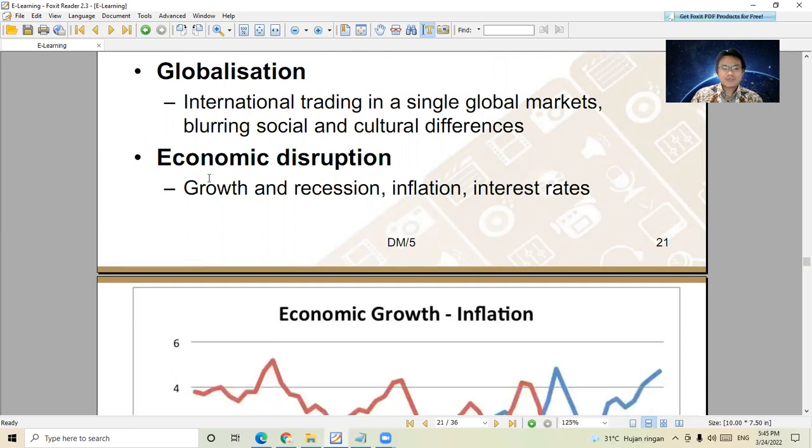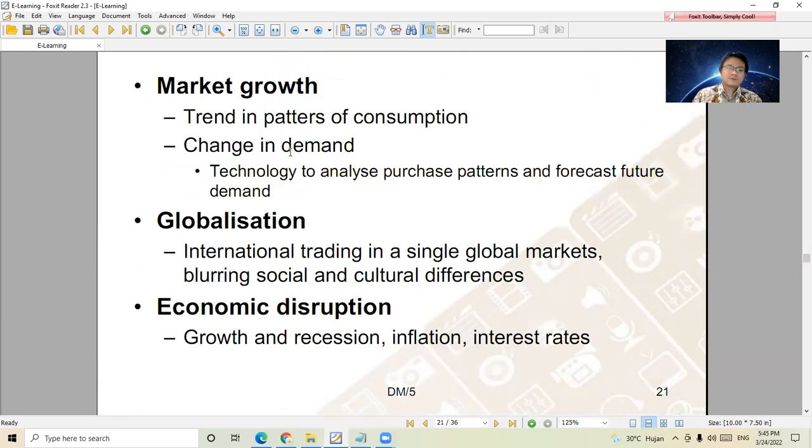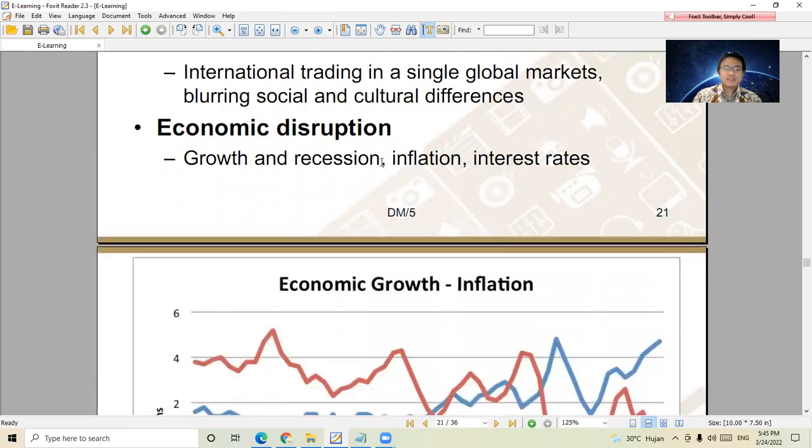And of course, the third one is economic disruption. The economy is not always going well, but there are times when the economy has some disruption. For example, there's a recession, there was a depression, sometimes the inflation rate is too high, and there's also a problem with the interest rates and so on and so forth. All of this, of course, could affect digital marketing.